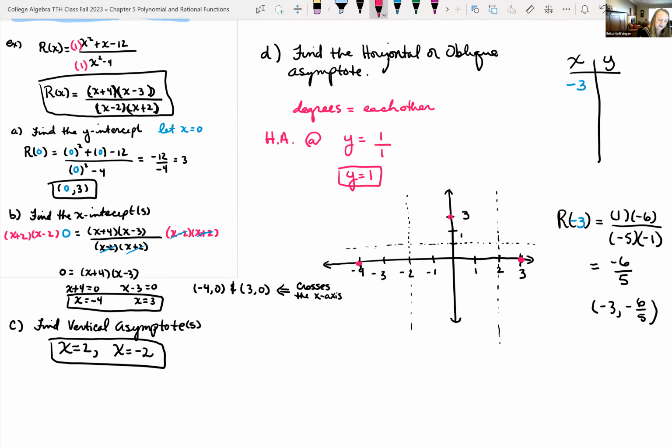I really just wanted to know whether my point would fall above or below the x-axis at x equals -3. It's falling below, at -1 and 1/5, or -1.2. Let's say that this is -1.